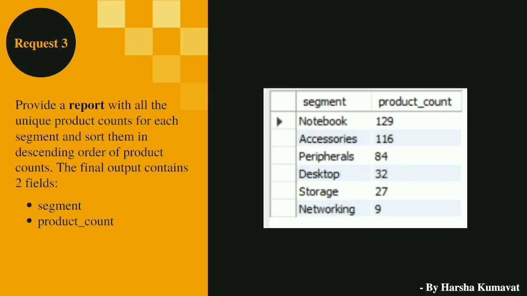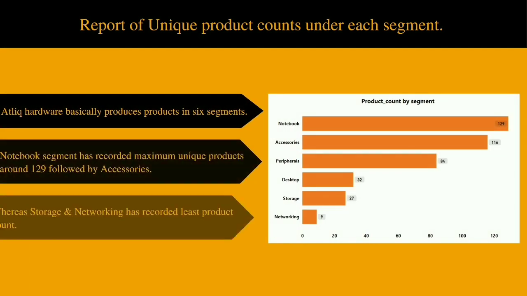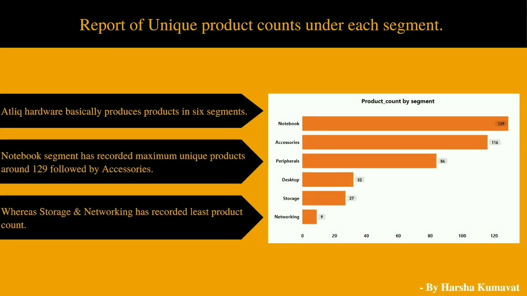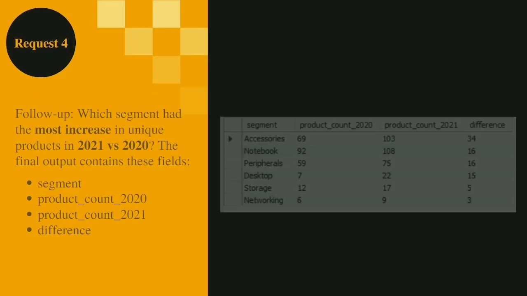This query is regarding providing a report with all the unique product counts for each segment, sorted in descending order of product counts. So here is the output which we got after running the SQL query. Atliq Hardware produces products in 6 segments. Notebook is the segment which has recorded the maximum unique products, around 129, followed by accessories, and storage and networking are the segments which have recorded the least product count. Now let's move on to the next query.